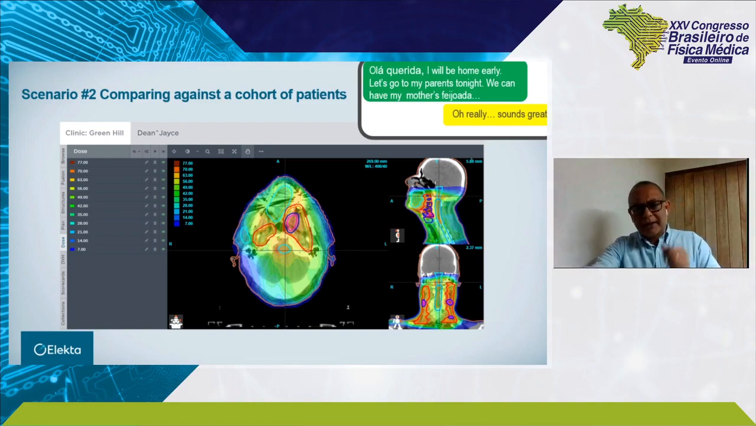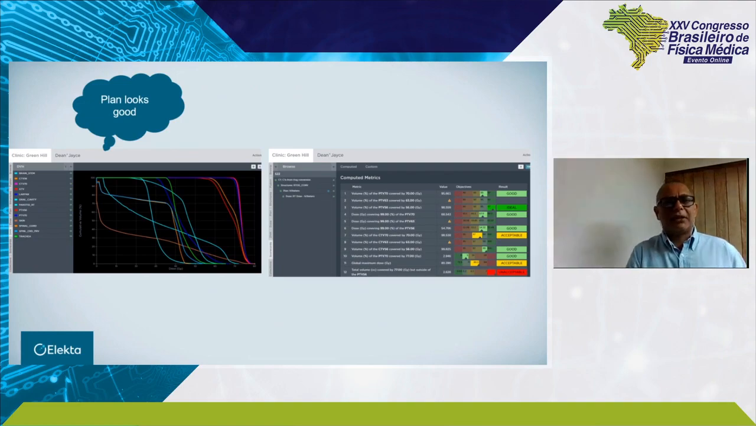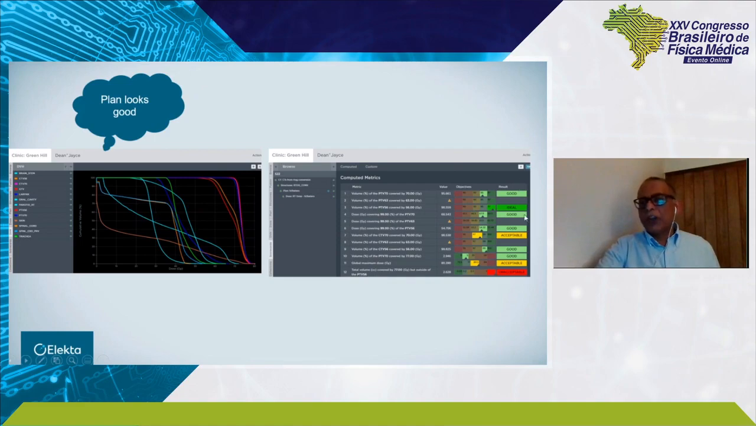Now you decide on just one last check. Let's look at the DVH. Well, the plan looks good. Look at the DVH on the left and the scorecard on the right, and most of the things at the top look good. Yes, there are certain things unacceptable, but they are less important to you.